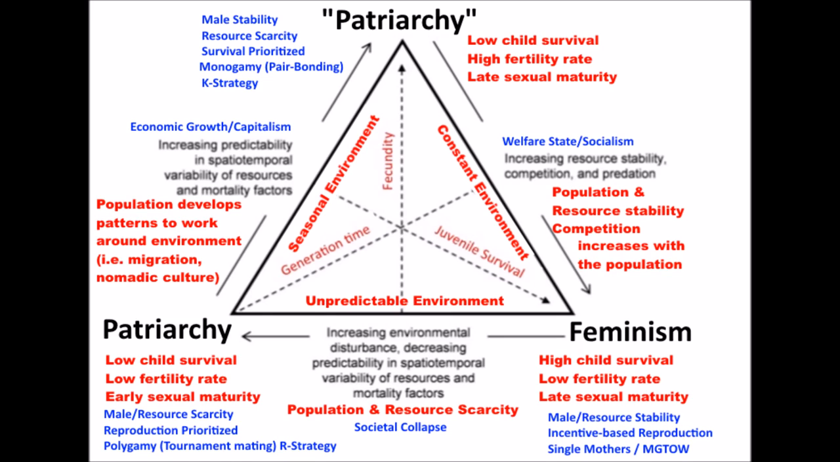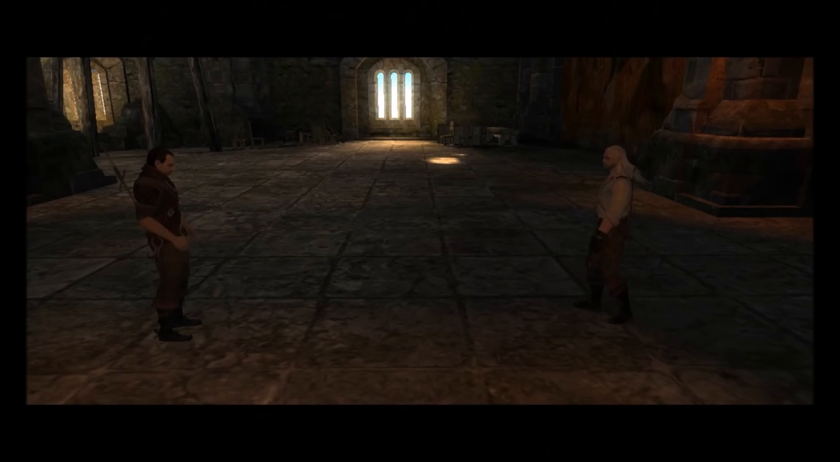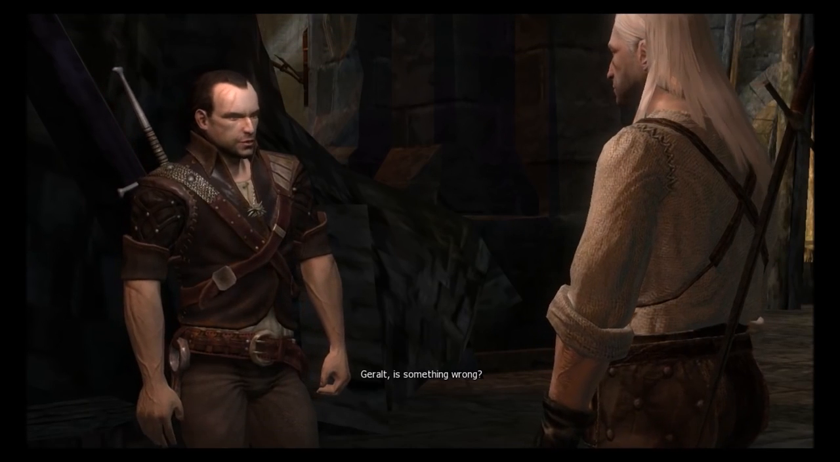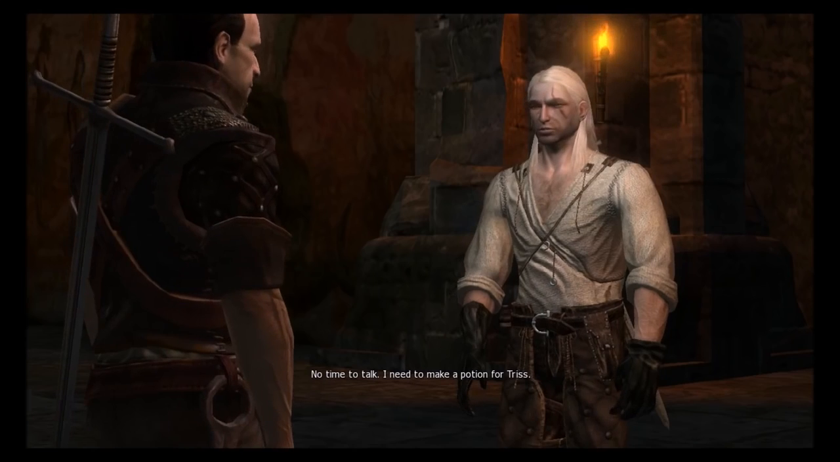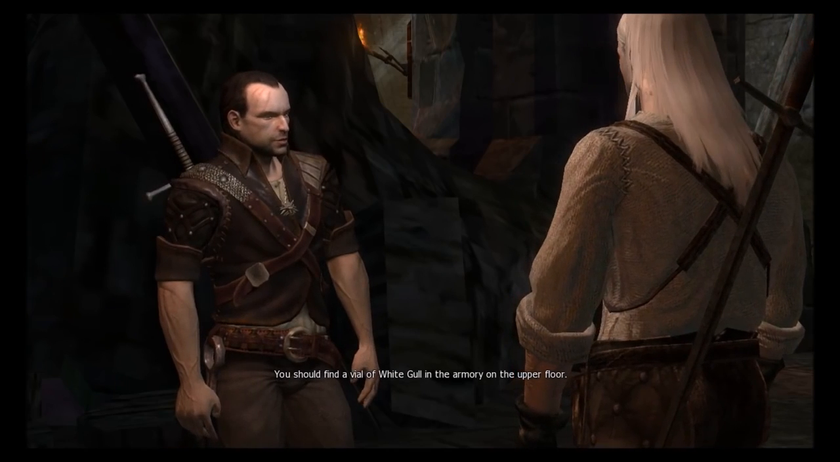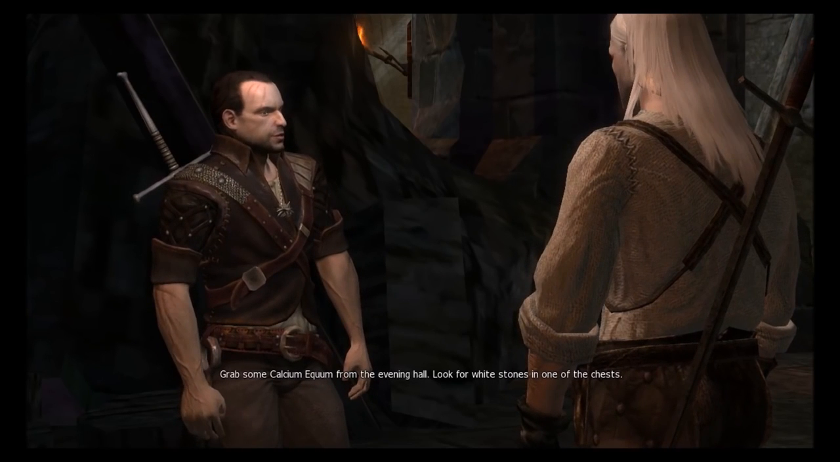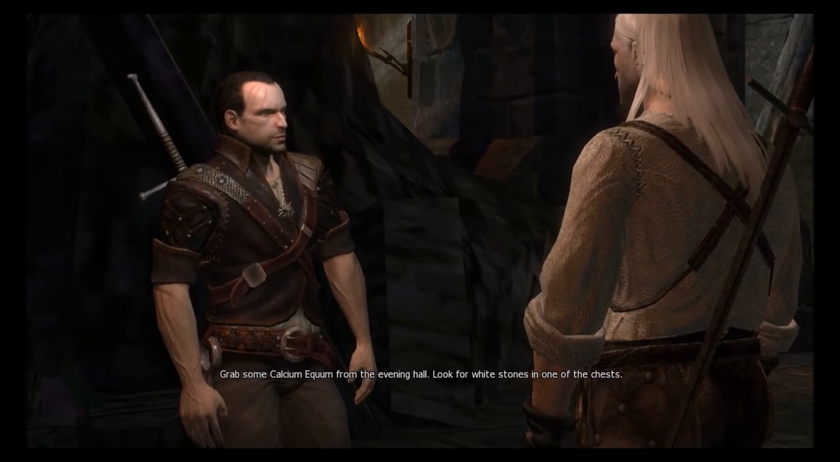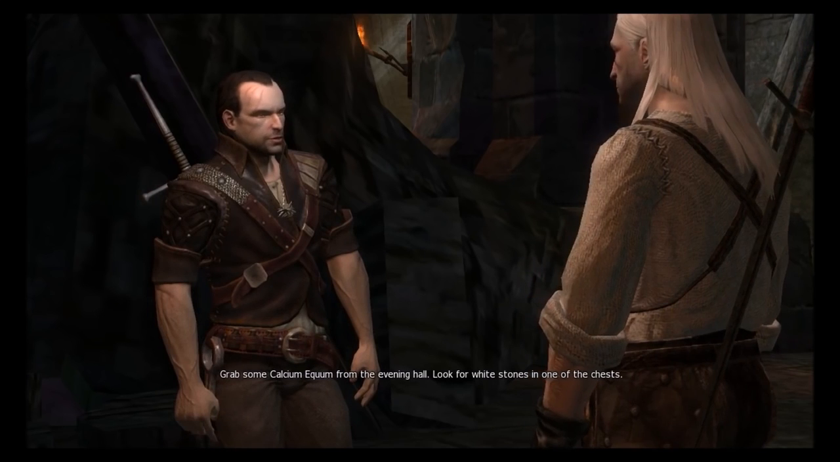So you see this with the environment becoming less predictable. You see the population and resource scarcity emerge, and you revert back to a patriarchal system. Now, this is disappointing to me for a number of reasons, because I really wanted to find some sort of solution where a patriarchal system could be maintained in order to avoid slipping back into a feminist system, which would then lead to the collapse of society.